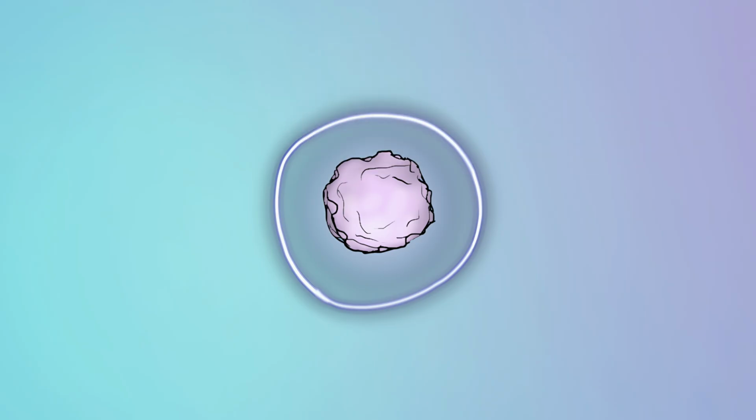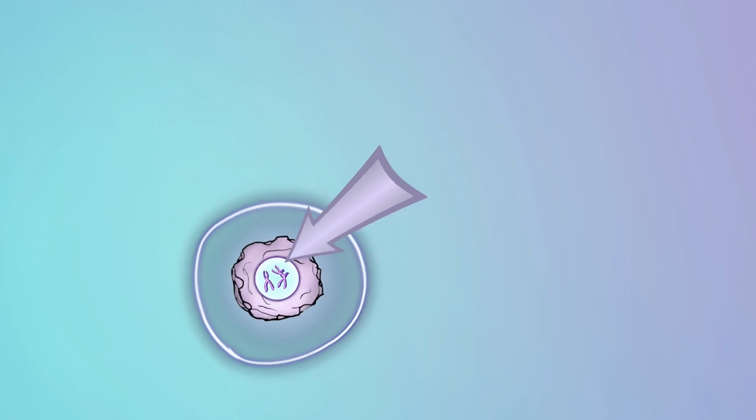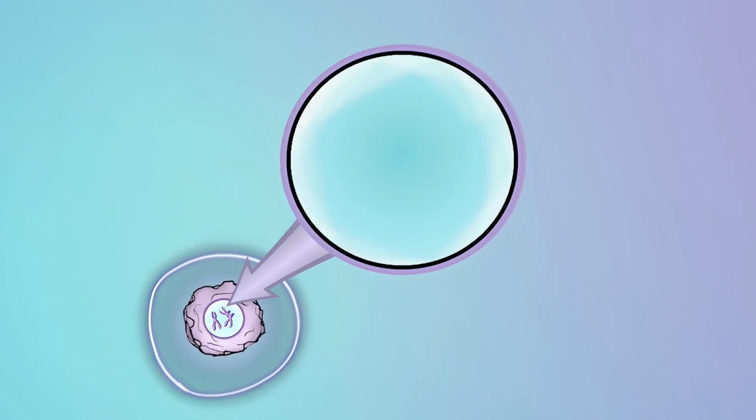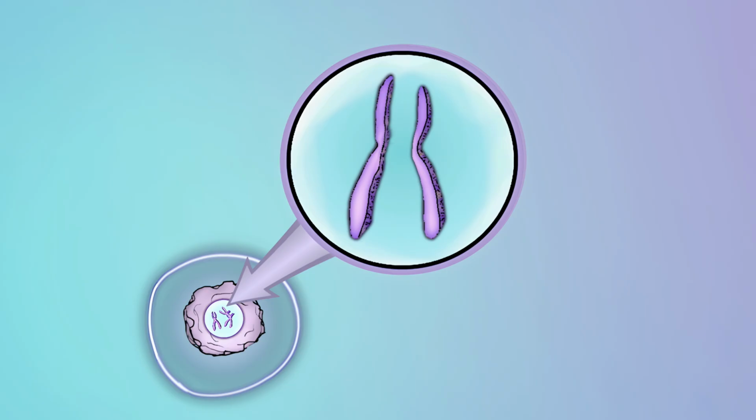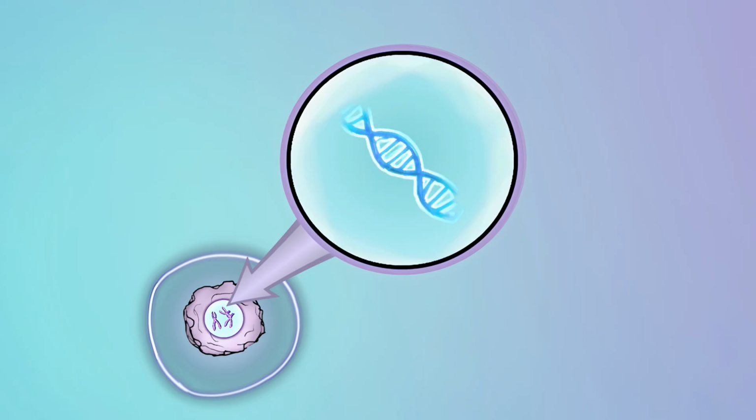The nucleus of a cell contains chromosomes. Chromosomes are thread-like structures found within the nucleus of most living cells. Each chromosome is made of DNA molecules and carries a large number of genes.